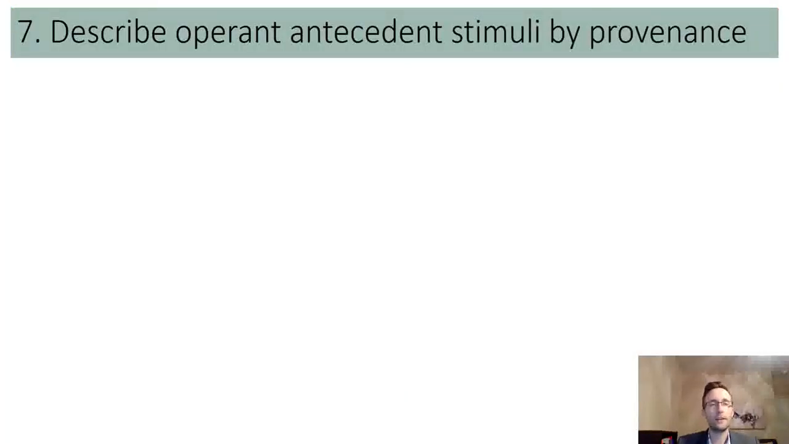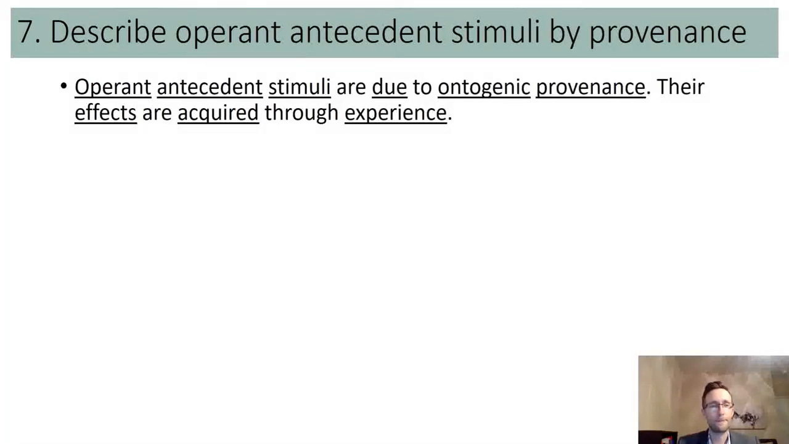So objective 7 is to describe operant antecedent stimuli by provenance. Operant antecedent stimuli are due to ontogenic provenance. That is, their effects are acquired through experience. When we're talking about operant antecedent stimuli, what I'm referring to are SDs and S deltas. They're due to a history of differential reinforcement or punishment. That's the ontogenic provenance that I'm referring to.